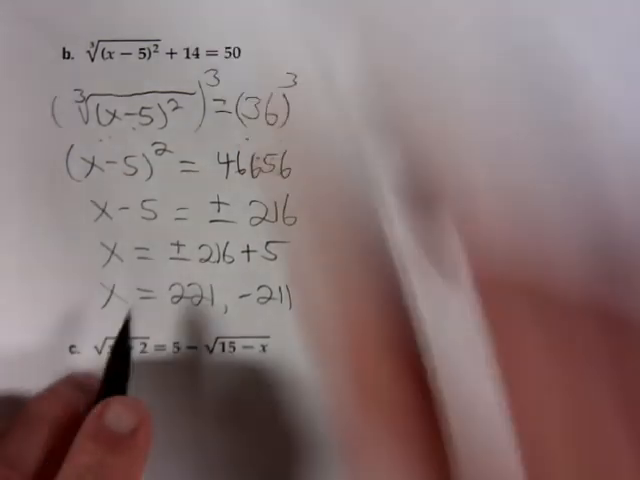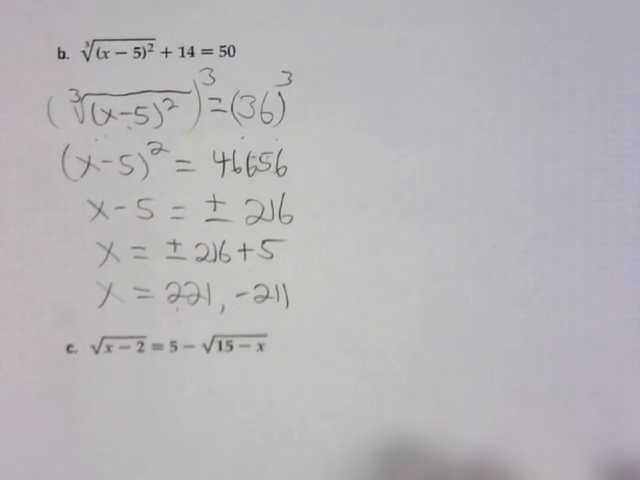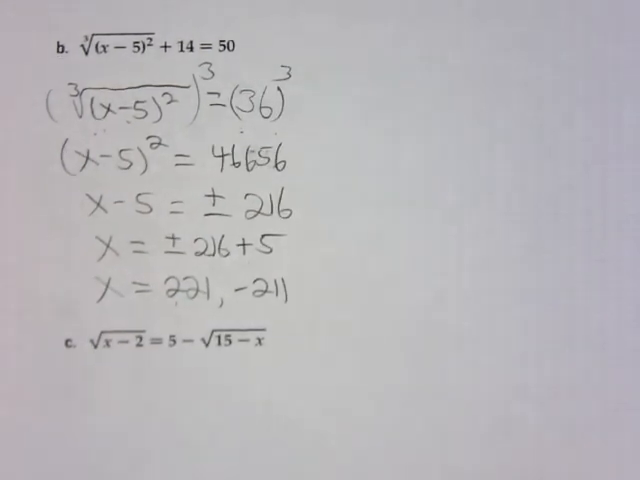And so that yields me the two solutions of 221 and negative 211. All right, so 216 plus 5, 221. Negative 216 plus 5 is negative 211. And so once again, I'm going to have to double check these to see if any of them are extraneous or not. In other words, if any of them do not work.